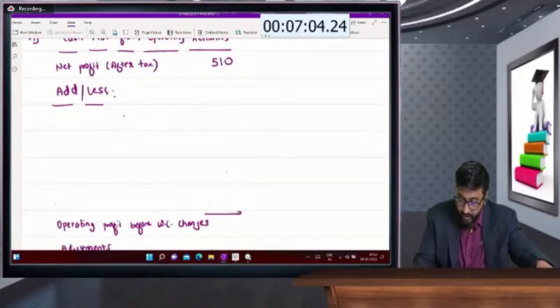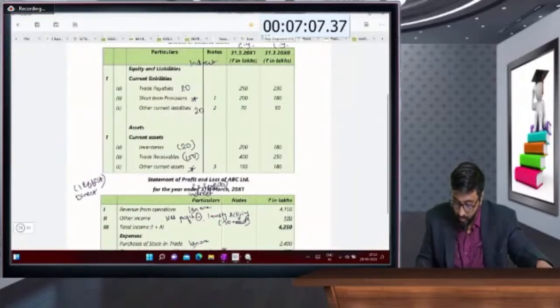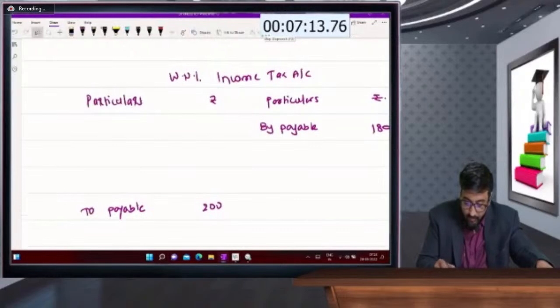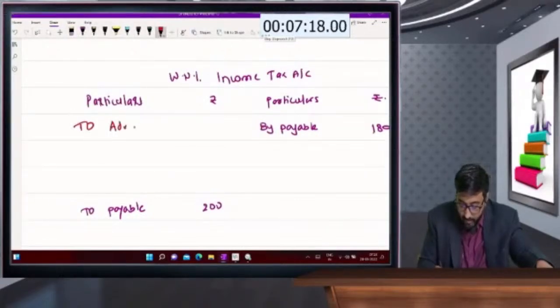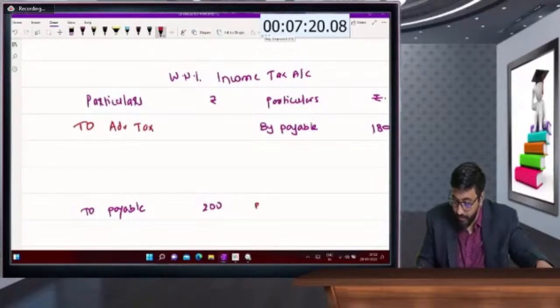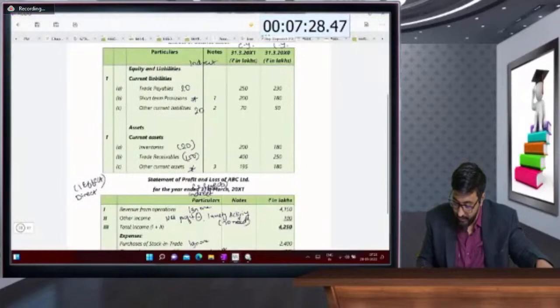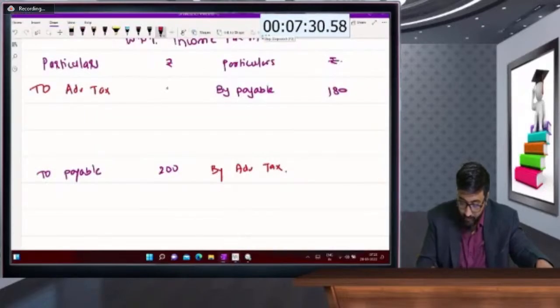Yes, ji. Start once again. Then you have advance tax. First time you are writing advance tax, so write it by red pen. Advance tax is nothing but what you paid to the government in advance, so it is your asset. It's like prepaid expenses. So what is the advance tax? 180 and 195.